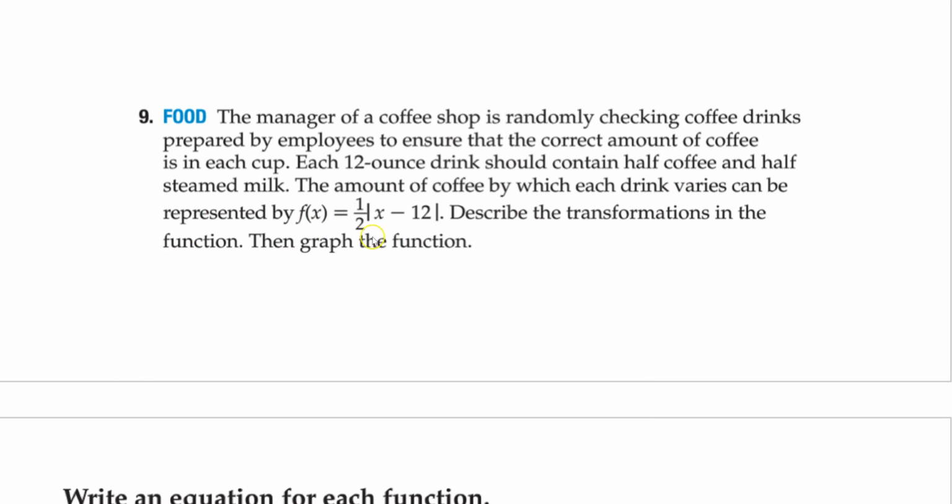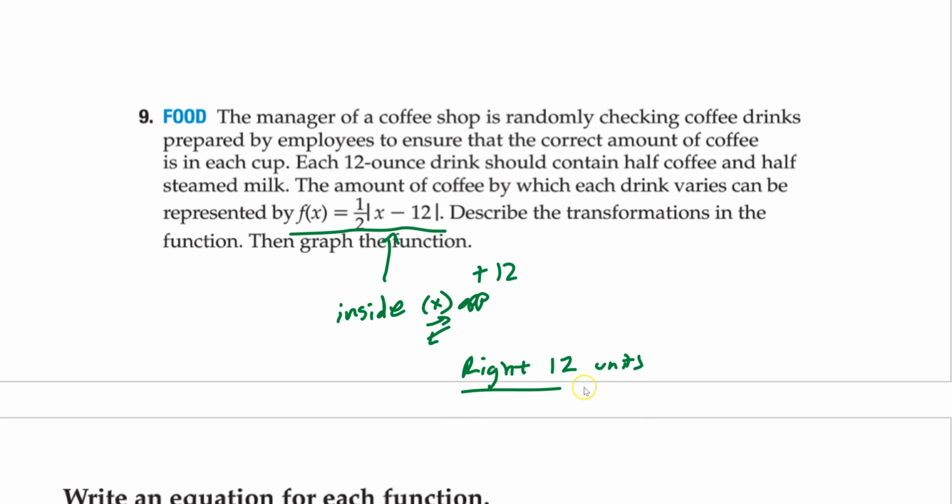All I want to do is describe what it looks like, and then we're going to graph it real quick. The way we're going to do this is like this. This is on the inside. So inside, x, opposite. Inside x tells me it's moved left and right, and opposite means the opposite of that. So it's a minus 12, we're going to treat it like a plus 12. So we're going to move it right 12. You can say shift right 12 or just move it right 12 units. So that's the first thing.